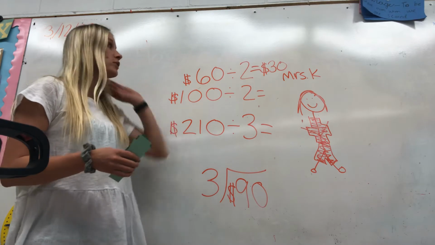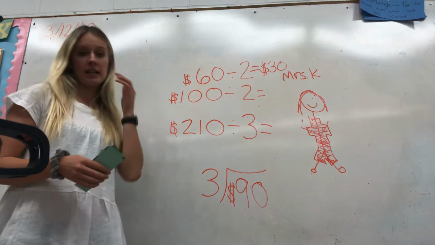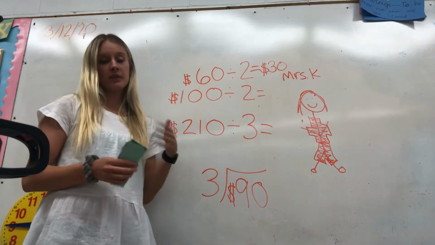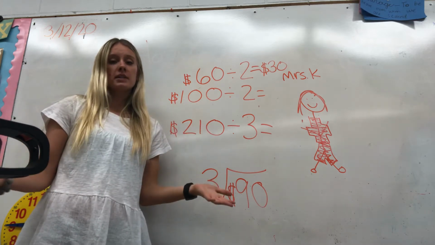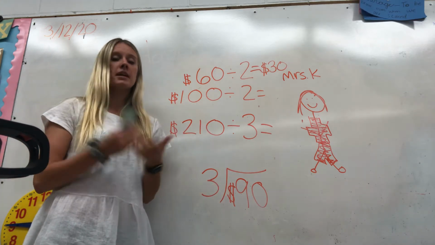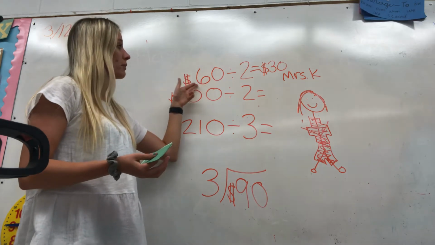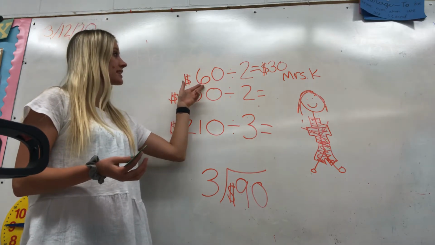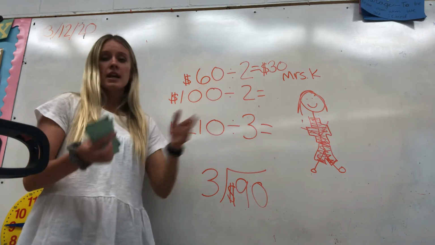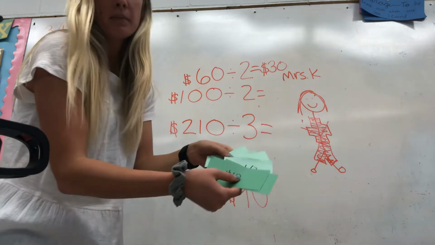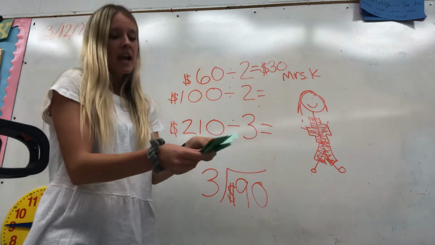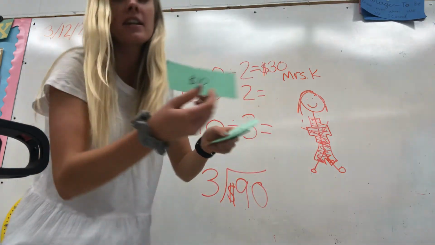So if you notice here, I have dollar signs in front of my numbers, and that's because it's going to help us break down our problem a little bit and make it a little easier to solve. So if we look at our first problem here, I have $60 divided by 2. Now, I made fake money to help me, and each dollar that I have is worth $10.